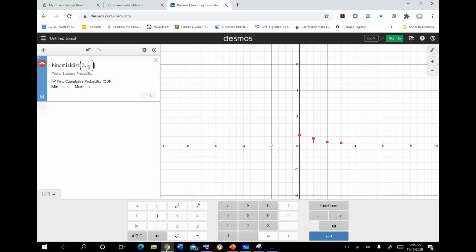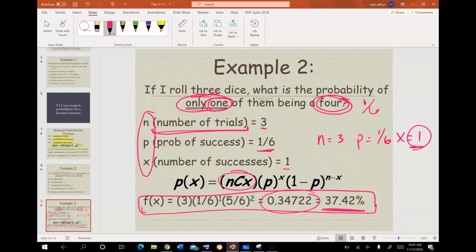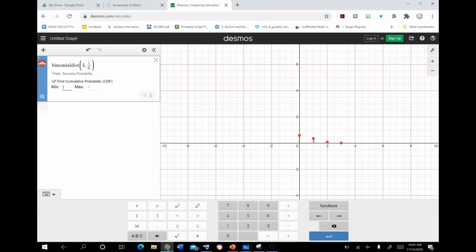That's what we want. Now, you've got to have a min and a max. Okay, well, what is my number of successes? My number of successes was just 1. That's it. So my min is going to be 1 and my max is going to be 1 because I only want 1. So I'm going to put, I want 1, and I want my max to also be 1. And look there, is that not the same thing that the formula gave us? It is. So that's all you have to do, and that's your answer.